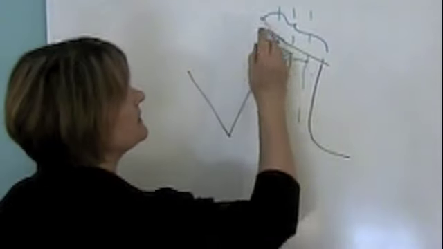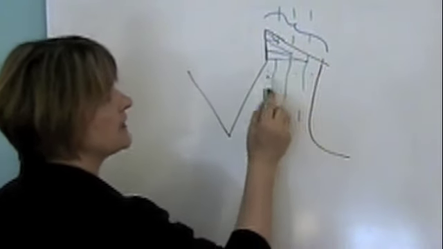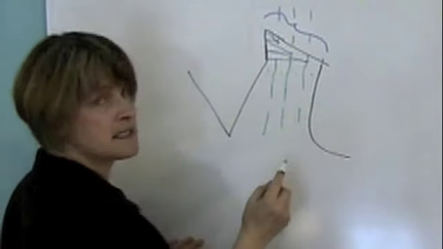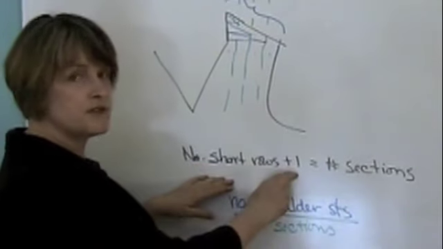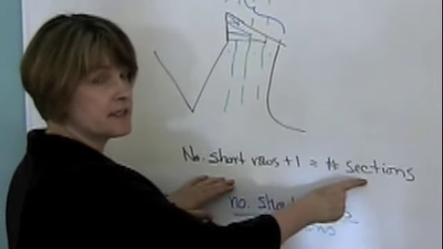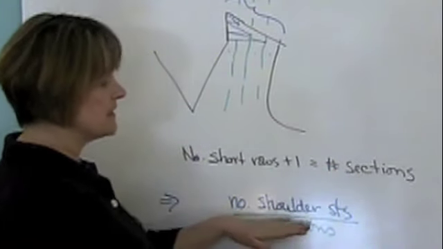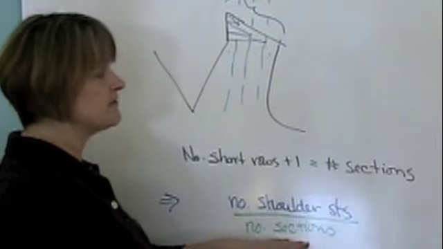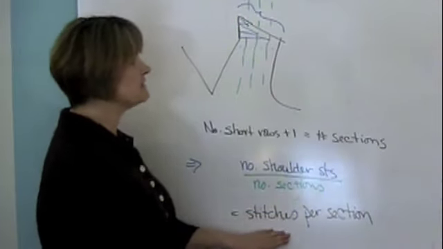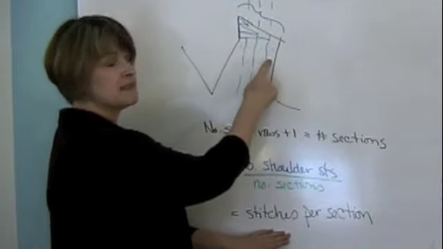We want to take the number of stitches in our shoulder and divide them as equally as possible among these sections. So we'll take the number of short rows, add 1 to get our number of sections. Then we're going to take the number of shoulder stitches and divide it by that number of sections to get the number of stitches in each one of these sections.